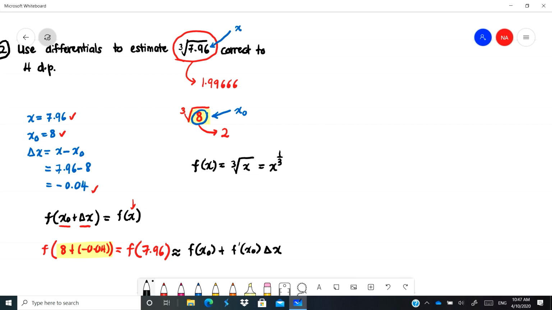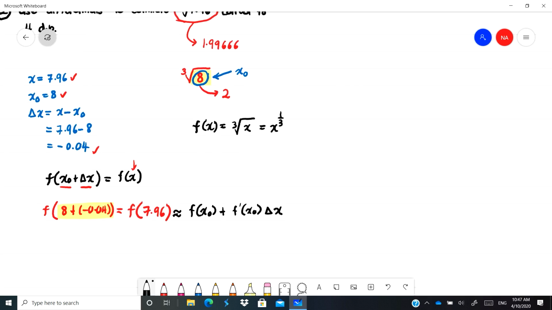Now we want to find f(x0). Here x0 is 8, so we substitute the value of x with 8. The cube root of 8 gives 2.